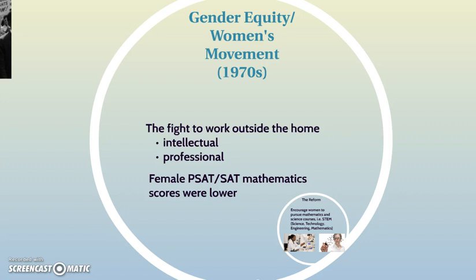Females' PSAT and SAT mathematics scores were found lower than the scores of male students. This was possibly because the females took fewer math courses than males, and therefore due to their lack of mathematical knowledge and skills, the women were denied job opportunities. So what is the reform that occurred because of this?